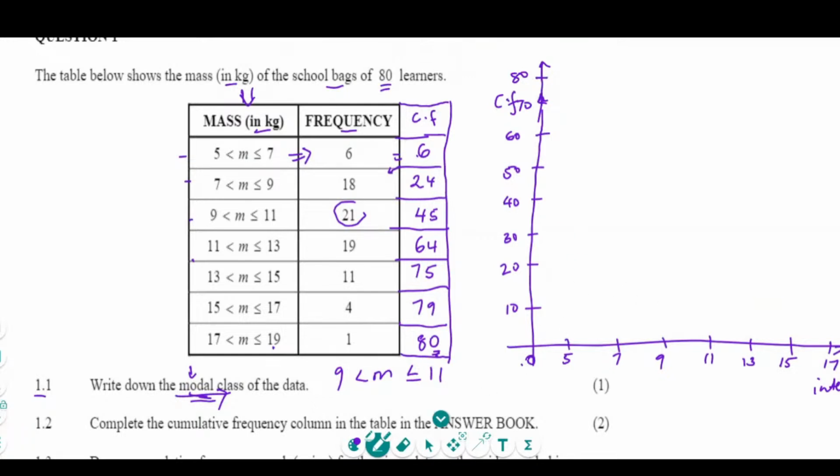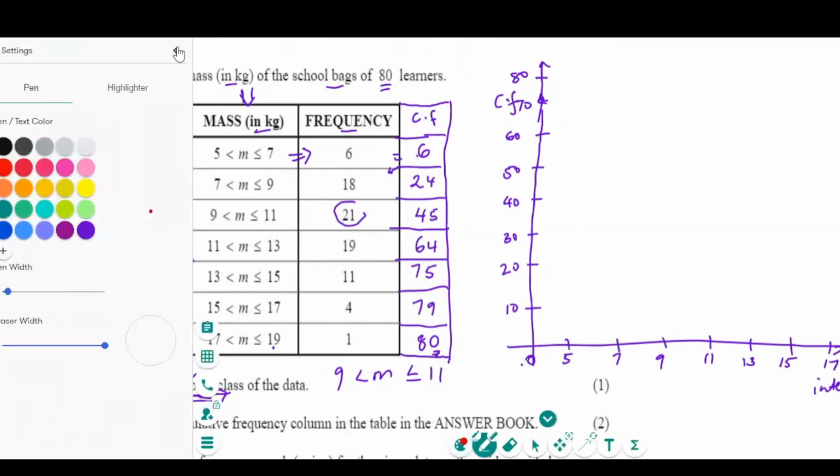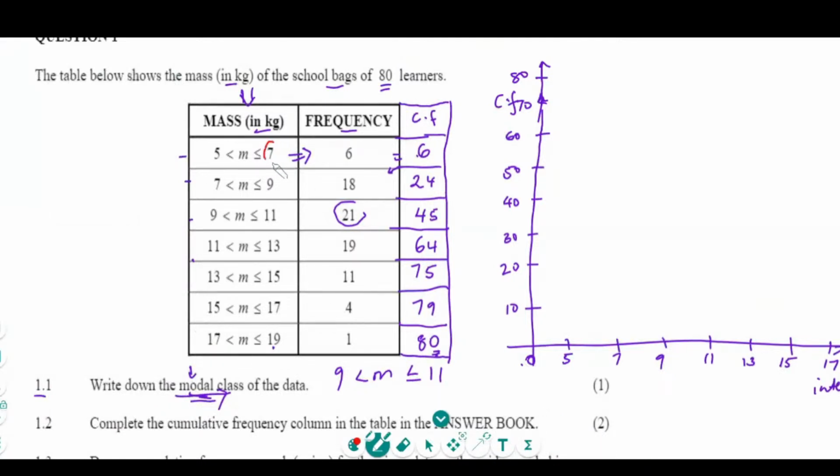So as I'm plotting, I must use the upper class boundaries. In other words, I'll use 7 with a 6, 9 with a 24, 11 with a 45 when I'm plotting the cumulative. So we are saying 7 is going with 6. 6 is somewhere there, halfway. So I'll make that dot. And then 9 is going to go with the 24. 24 is somewhere there. And then the next class will have a 45. 45 is halfway between 40 and 50.